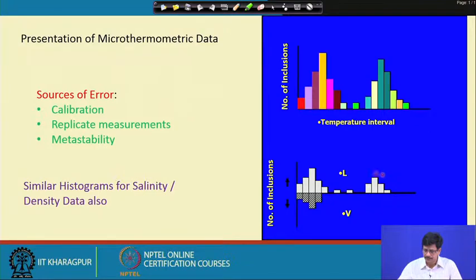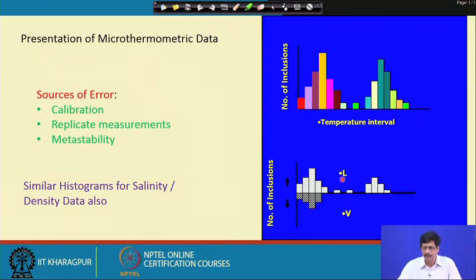So, here on the diagram below we see that these histograms are plotted in such a way that they are on either side of the axis when we are dividing them, with two different types of legends shown.